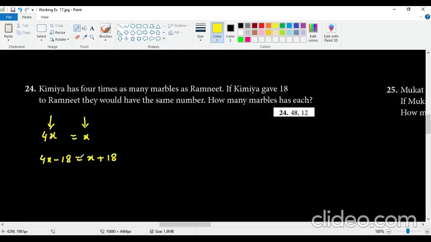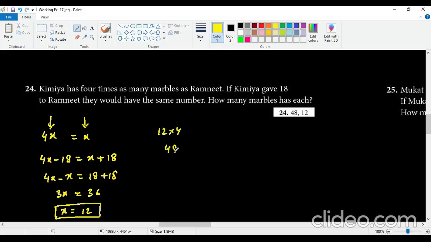Now algebraically you can write 4x minus x and 18 plus 18. That means 3x equals 36, and x is going to be equal to 12. So each one, this one is Ramneet, and Kimia has 4 times 12, which is giving us a 48, which is the required answer. You can have a look over here. Moving on to question number 25.